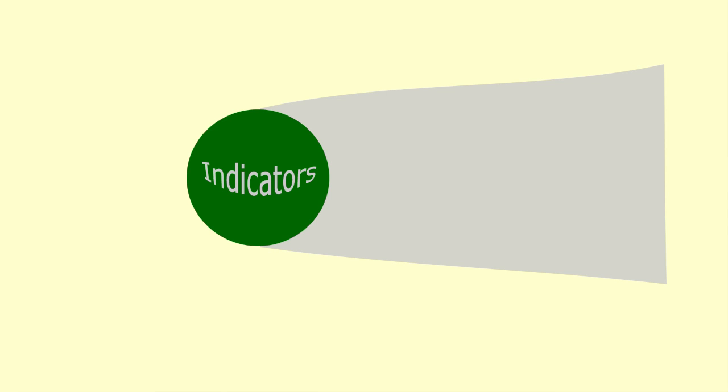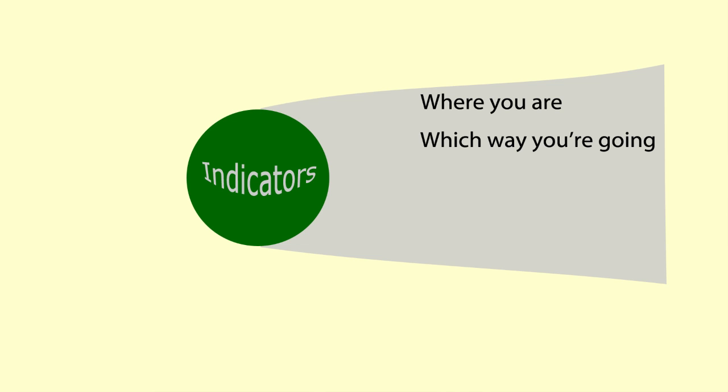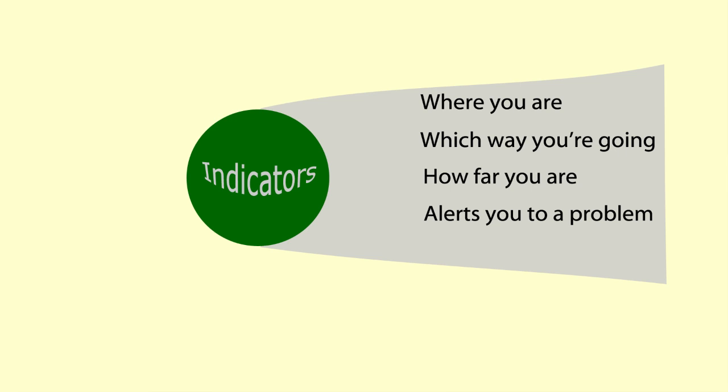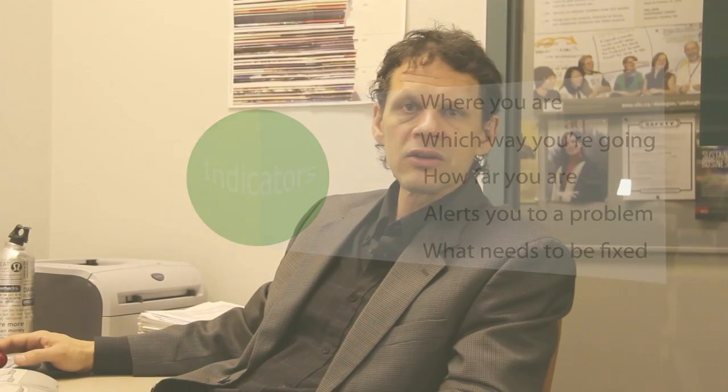So what is an indicator? Well, an indicator can do several things. It can tell you where you are, which way you're going, how far you are from where you want to be. An indicator can also alert you to a problem before it gets too bad, and it can help indicate what needs to be fixed if you have a problem. So indicators are SMART, and SMART is an acronym that means specific, measurable, achievable, realistic, and timely.